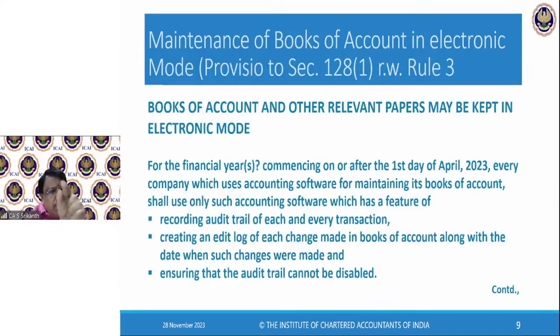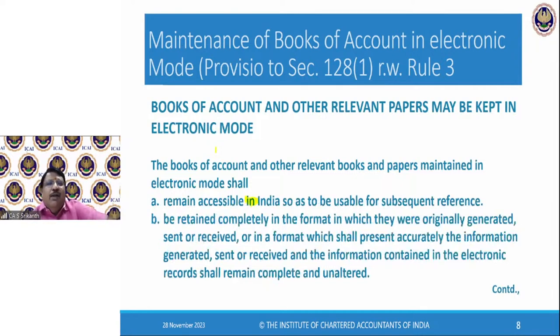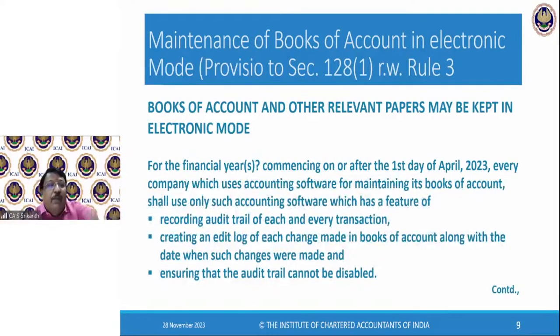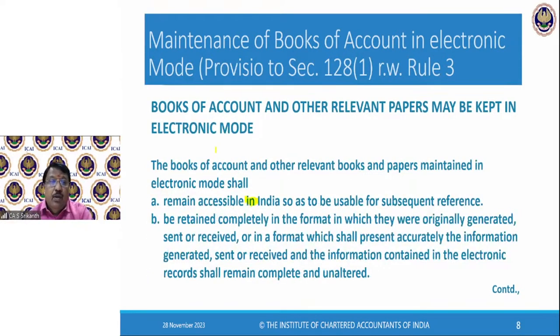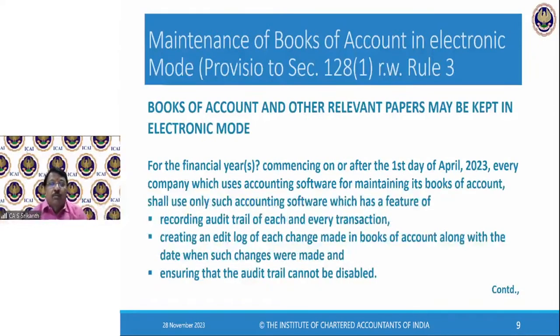They are saying when you generate an electronic transaction, a complete record should be there, including the hash, so that tomorrow somebody should not be able to change it. Are you able to see what they are saying? Shall remain complete and unaltered. Their fear is rightly so, and I'm not questioning that fear. Even as a future auditor of a company, you should have a similar fear. Boss, you are saying that you maintained it in electronic form, right?